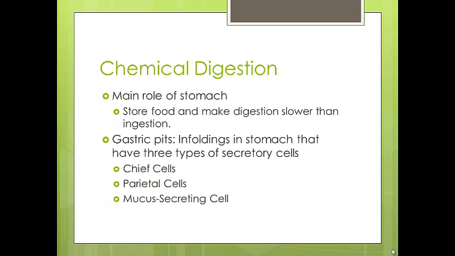The main role of the stomach is to store food and make digestion slower than ingestion. However, the stomach does have HCl and some other enzymes that begin the digestion of the food. There are also gastric pits, which are infoldings or pits inside the stomach that have three types of secretory cells that secrete different enzymes: the chief cells, the parietal cells, and the mucus secreting cells.